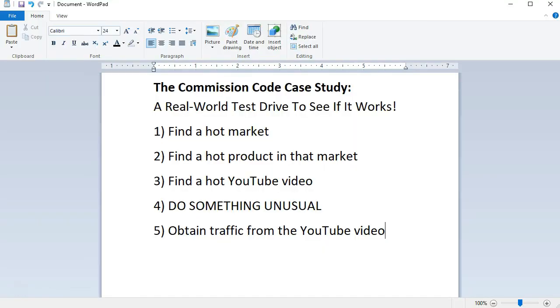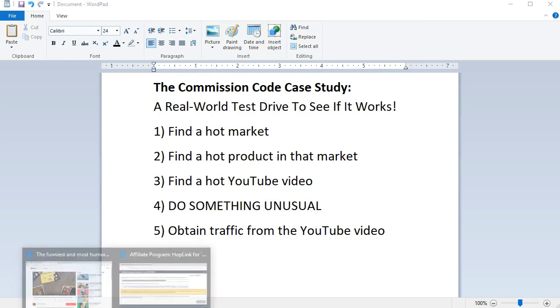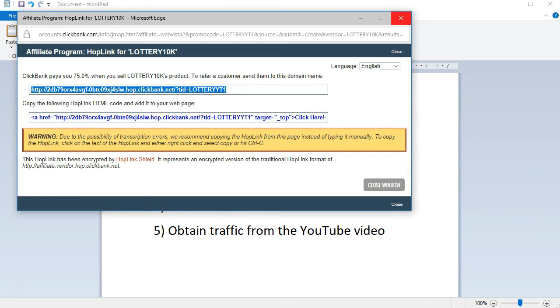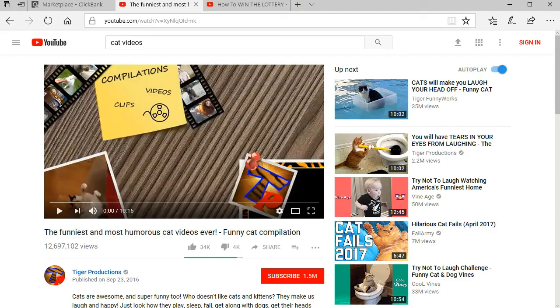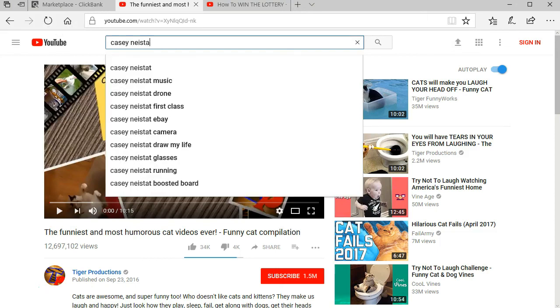So when we look at our commission code case study, a real world test to see if it works, it's obvious that it does work because we see it working every single day on YouTube. Here's proof. When we go to YouTube, let's close this window. We'll go back here. Let's type in the name of another very popular YouTube creator. And furthermore, let's type in the word Samsung.